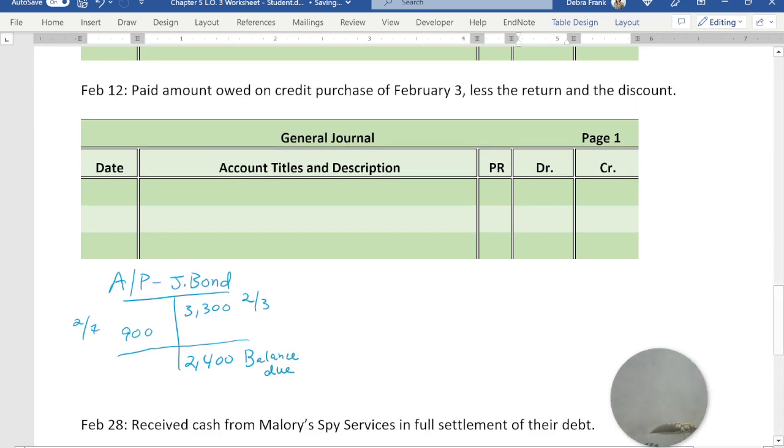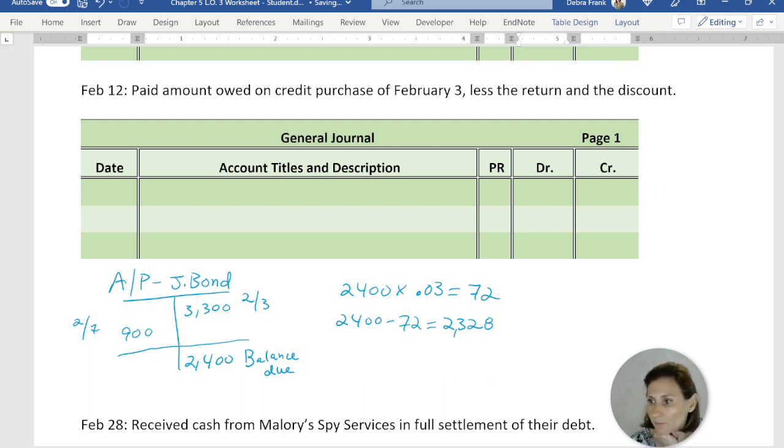So let's go ahead and calculate that. And I'll tell you what that is. That's 72. All right, so our discount rate was 3%. And so really what's going to be paid in cash is going to be less by $72. And so that is $2,328. All right. Okay, so let's go ahead and record this journal entry.